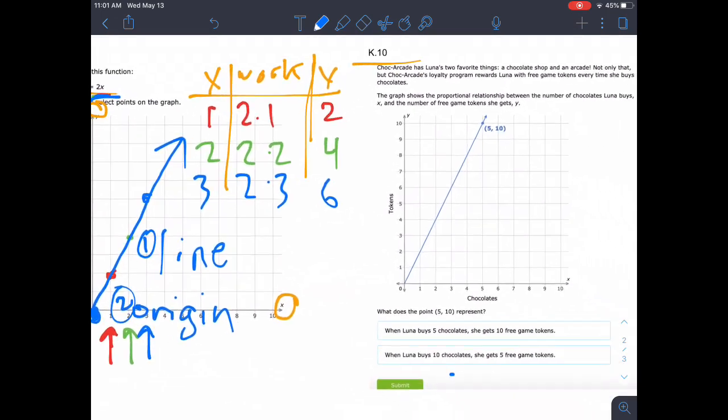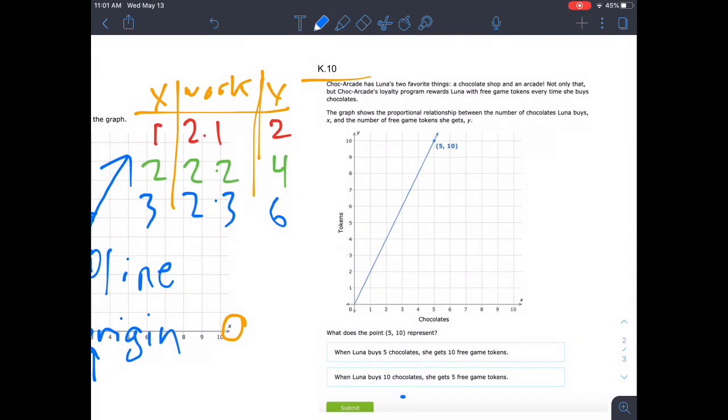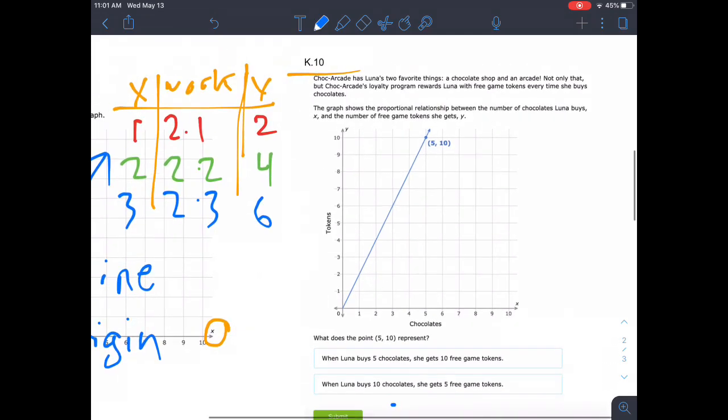When you get over to K10, there's a lot of reading in this. I'll give you some pointers on that once we go through it. So this is good context. Let's read it. Chalk Arcade has Luna's two favorite things, a chocolate shop and an arcade. Not only that, but Chalk Arcade's loyalty program rewards Luna with free game tokens every time she buys chocolates. The graph shows the proportional relationship between the number of chocolates Luna buys, x, and the number of free game tokens she gets, y. Okay, that's a lot of information.